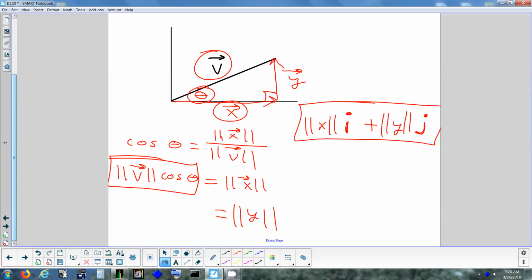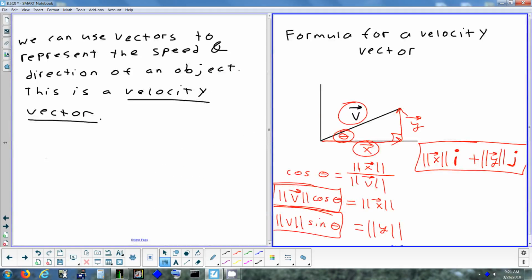Yep, yep. Magnitude of v times sine theta. Exactly. It's going to be the same thing except with sine, because sine is opposite over hypotenuse. You would set it up. You'd still multiply both sides by magnitude of v. And there's your formula for the vertical component. Now, just plug those two boxes in to that formula, and that will basically give us what we're looking for. So let's bring this up.